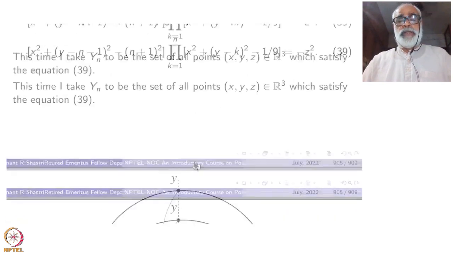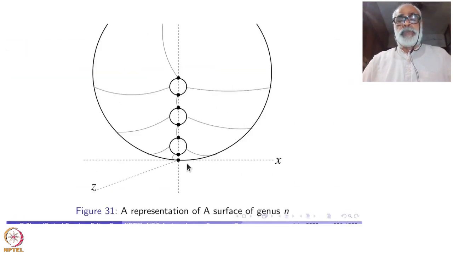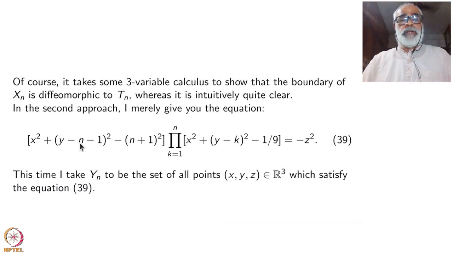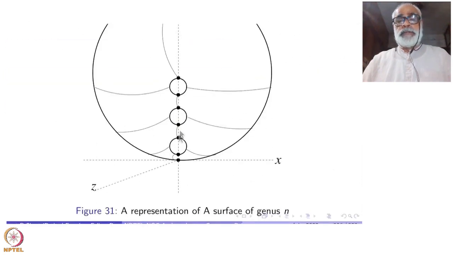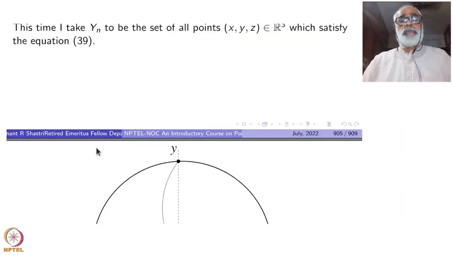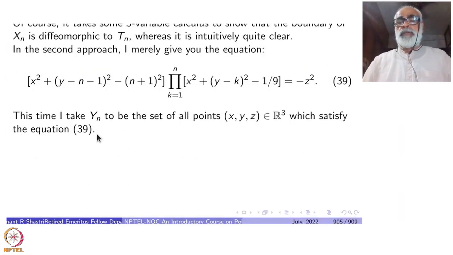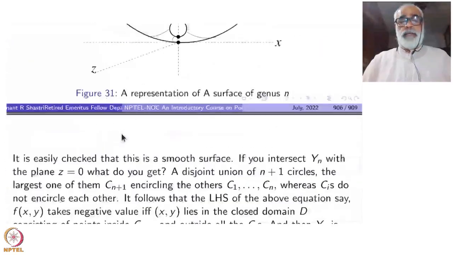Here the picture is here. How many circles are there? 1, 2, 3 and one big circle. What is this big circle? This is the circle represented by the first factor. These circles are inside R2, the x, y plane. The z axis is shown this way. I will tell you a little more about this. I don't want to prove anything here.